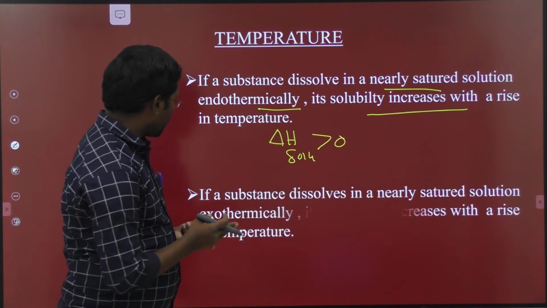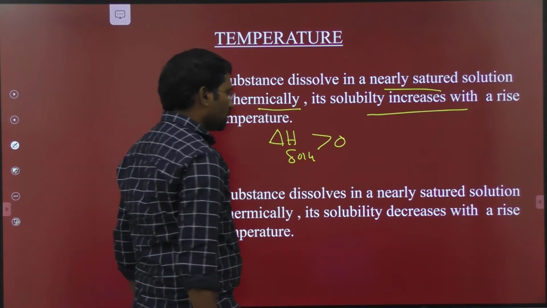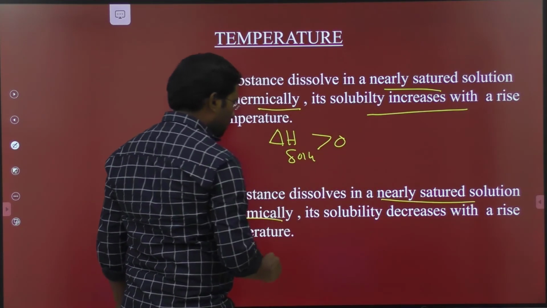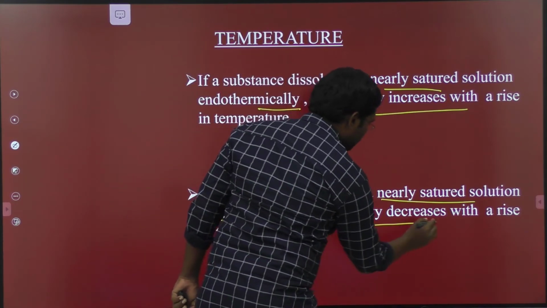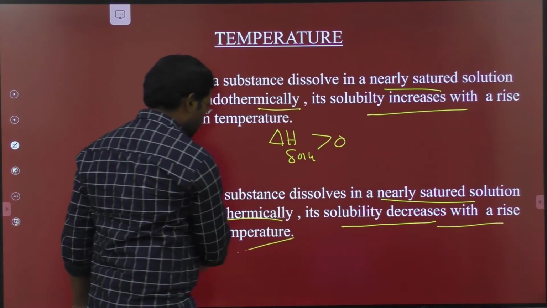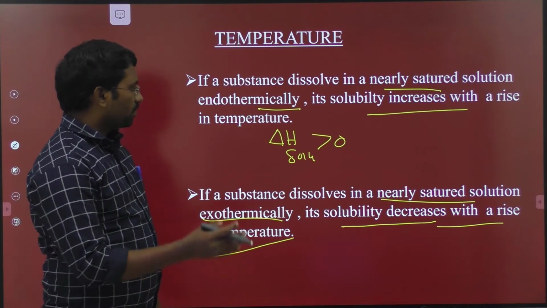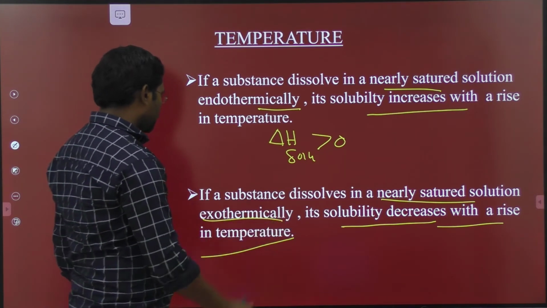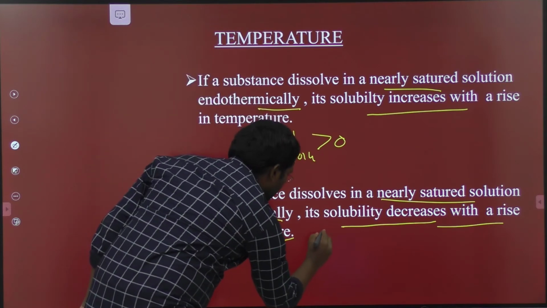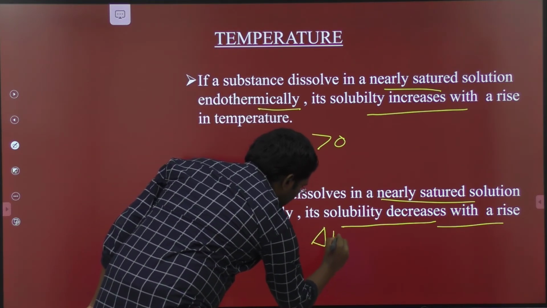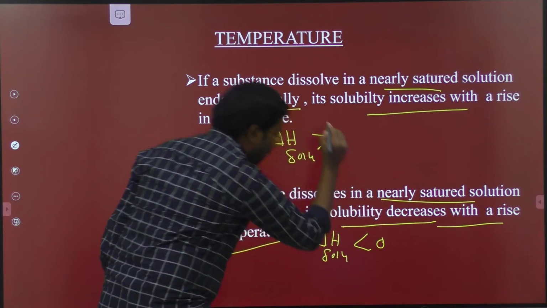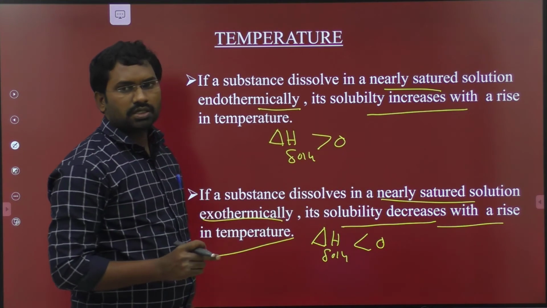Therefore, come to the second point. If the substance dissolves in a nearly saturated solution exothermically, the solubility decreases with a rise in temperature. So here, when the dissolution process is carrying on, the reaction is exothermic, that means delta H solution is less than 0. Delta H solution less than 0.